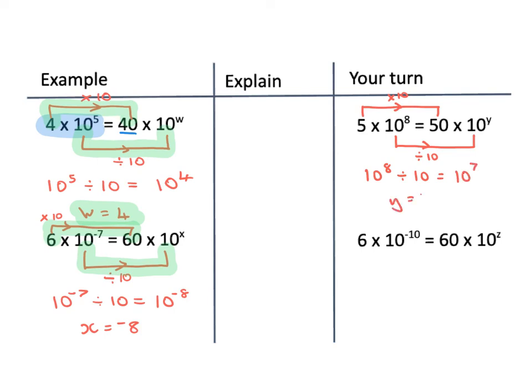Y equals 7. In the second example, following the same pattern, to get from 6 to 60, we've had to multiply by 10. Therefore, to compensate, we need to divide the power of 10 by 10. 10 to the power of negative 10 divided by 10 gives us 10 to the power of negative 11. Therefore, Z equals negative 11. Now have a go at the questions that follow.